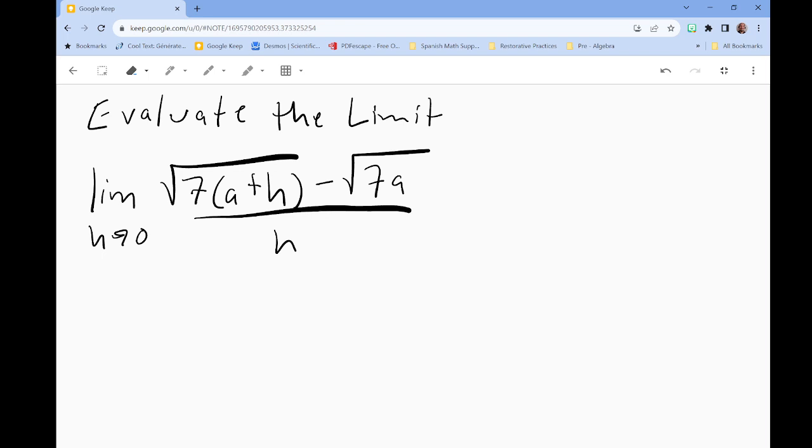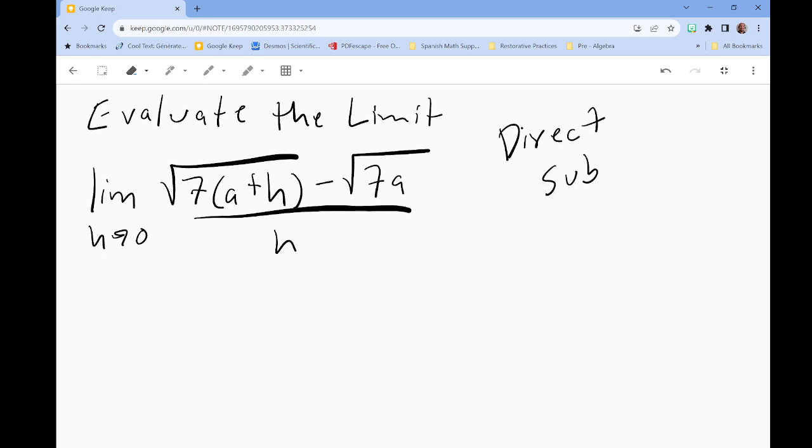We're trying to find the limit as h approaches 0 of the square root of 7 times a plus h minus square root of 7a, all over h. And whenever we're dealing with limits, the very first thing we want to try to do is try direct substitution. Now, does a limit mean that we're going to plug in 0 for h?